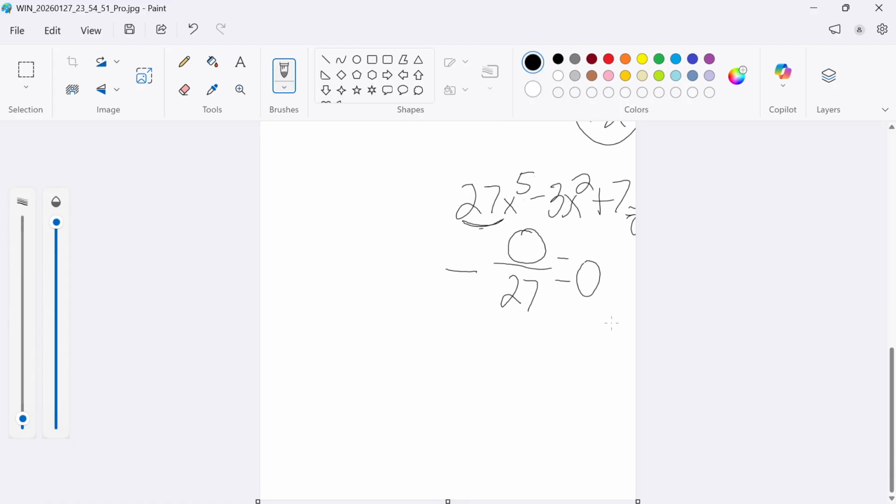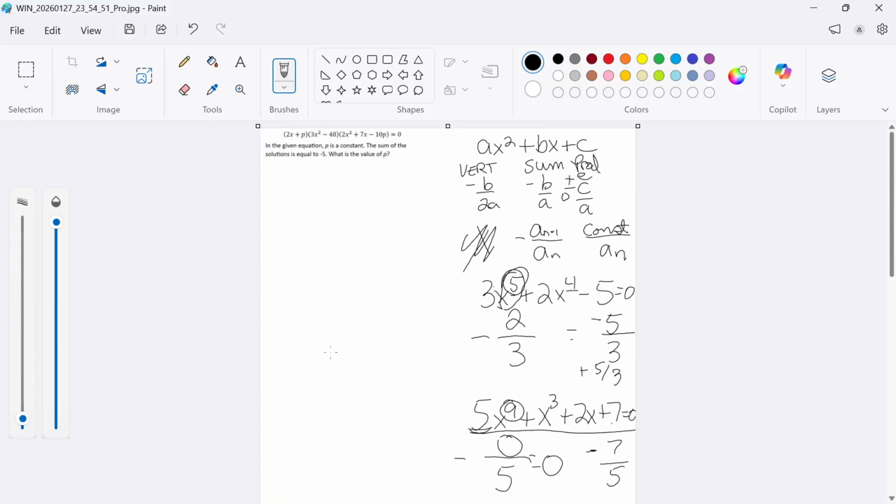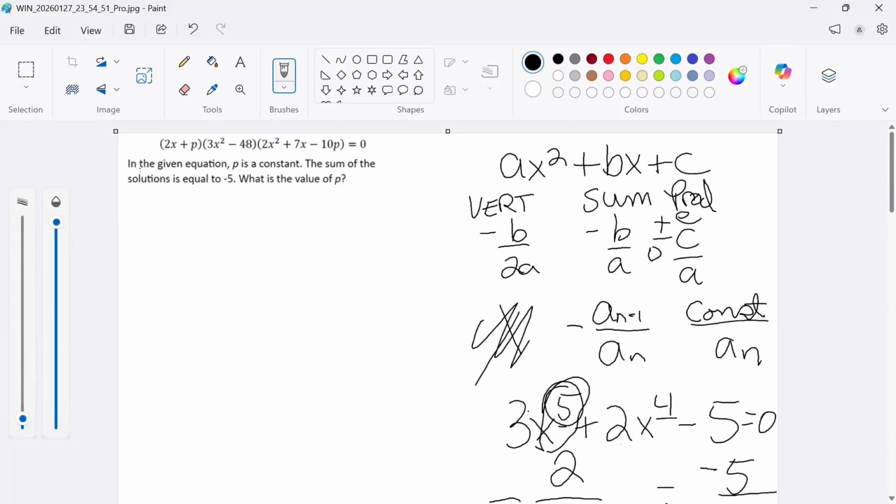What would the product be? The power is 5, it's an odd number, so it's negative. Odd power negative, even power positive. And then I put the constant 7 divided by the number in front of the highest power, 27. So negative 7 over 27. Okay, I've given enough examples. Now I'm going to look at the actual question.